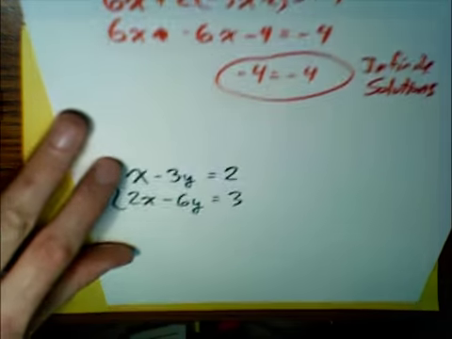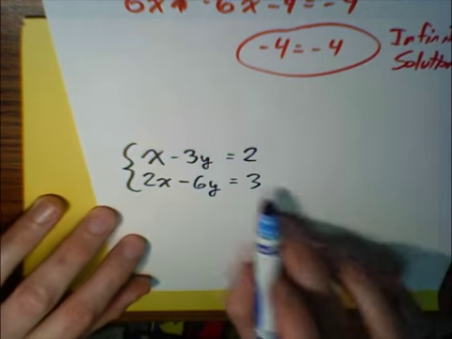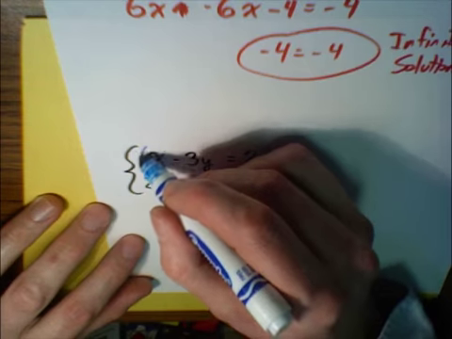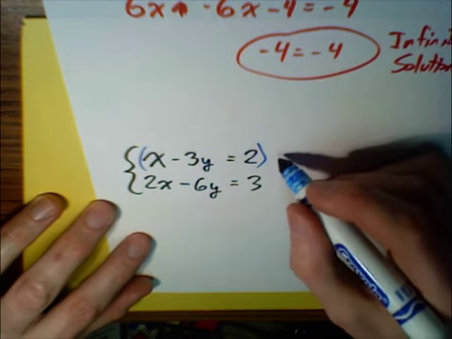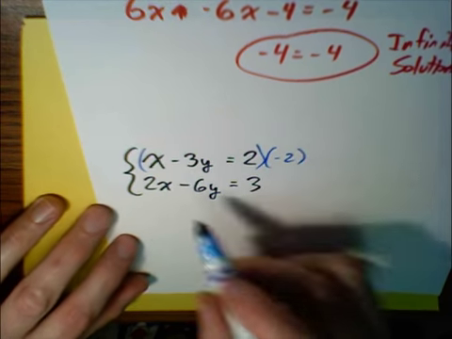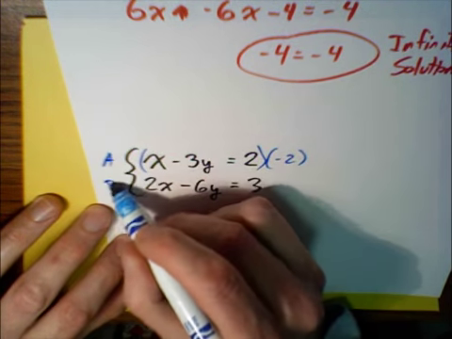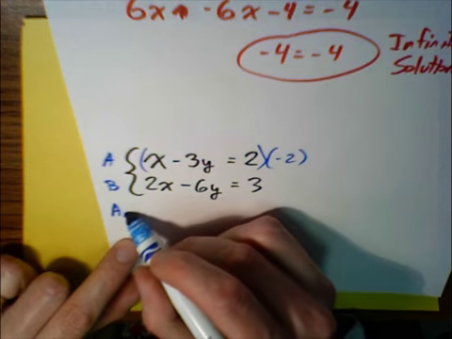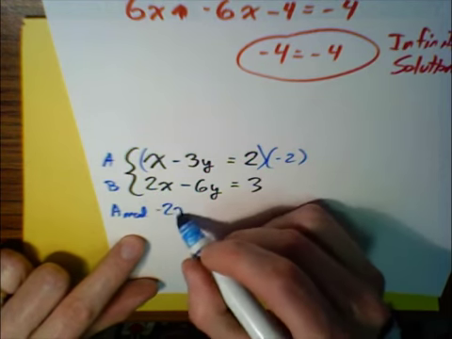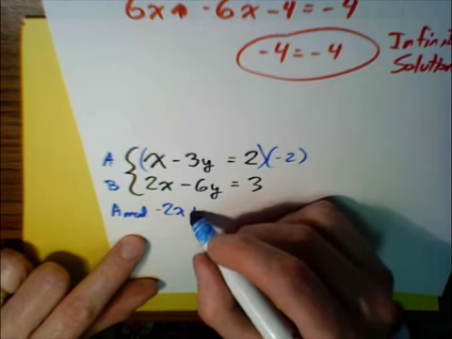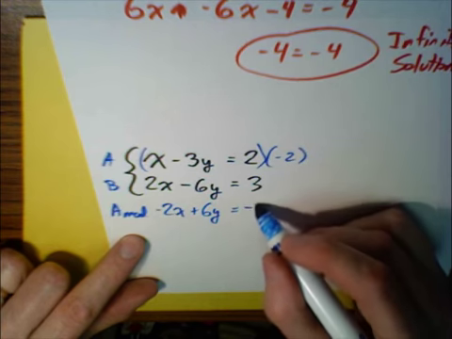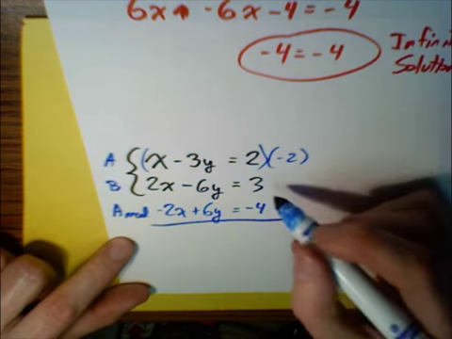Let's try another example. Let's try this system. In this system, it looks like we could use elimination if we were just to multiply this first equation by a negative 2. So let's do that. Let's multiply, and again, this is equation A. Let's write a modification of equation A, multiplying it by negative 2. So we'll get a negative 2x, and this will be a plus 6y, equals negative 2 times 2 is a negative 4.